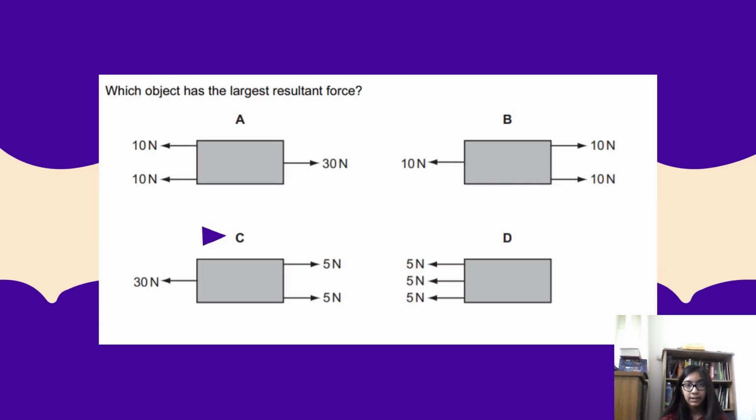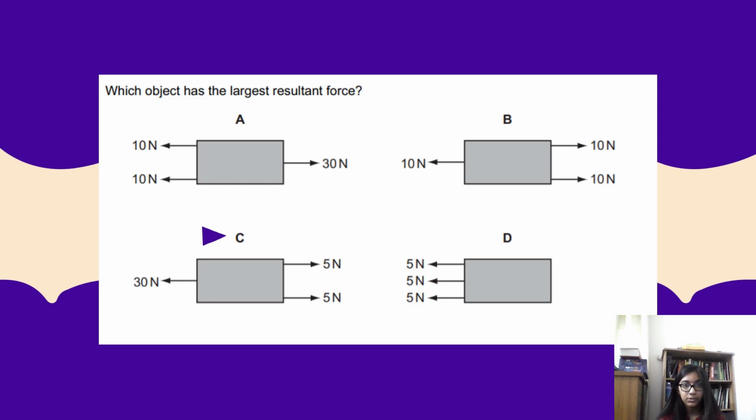In option A, adding the two forces of 10 Newton and then subtracting the total from 30 Newton would give us a resultant force of 10 Newton to the right. Similarly, in option B, if we subtract the total of 20 Newton from the 10 Newton force, we will get a 10 Newton force as a resultant working rightwards. And for option C, we simply add the two forces of 5 Newton each and then subtract the total from 30 Newton, which would give us 20 Newton to the left as a resultant force.